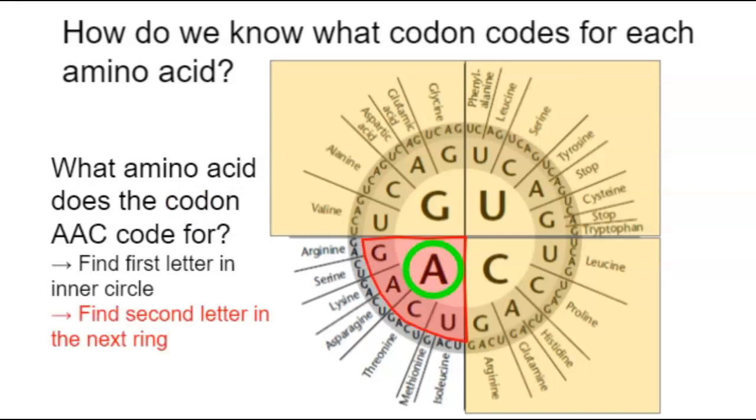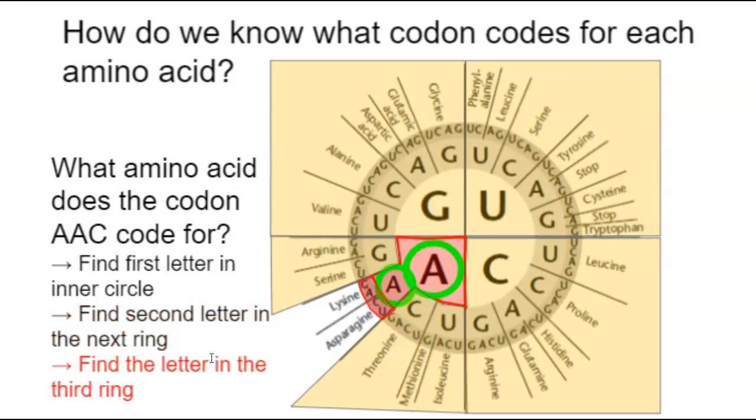Then we're going to find the second letter, but this time we're going to be looking in the second ring here. So AAC. So my second letter is A. So again, there's my second letter. Now we're going to block off everything else. You'll notice this A is in between these 2 lines. So we're going to block off everything else.